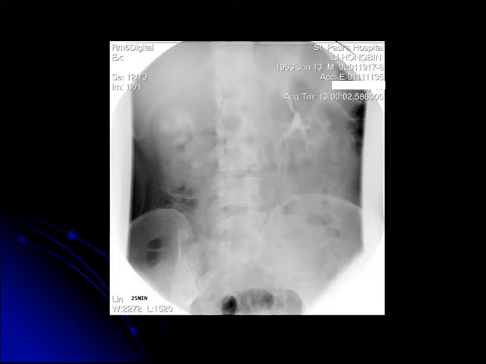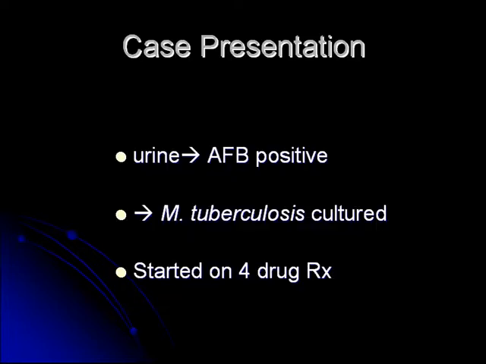He underwent a pyelogram which basically confirmed the non-contrast CT. There's multiple dilated calyces here on the right side, and on the left side the collecting system appeared normal. His urine was sent for AFB and came back as positive, and eventually after 6 weeks he grew Mycobacterium tuberculosis. He was seen at the TB clinic and started on a 4-drug regimen.